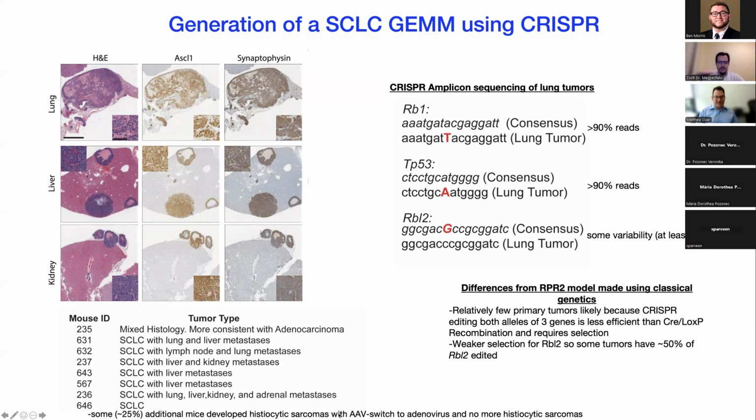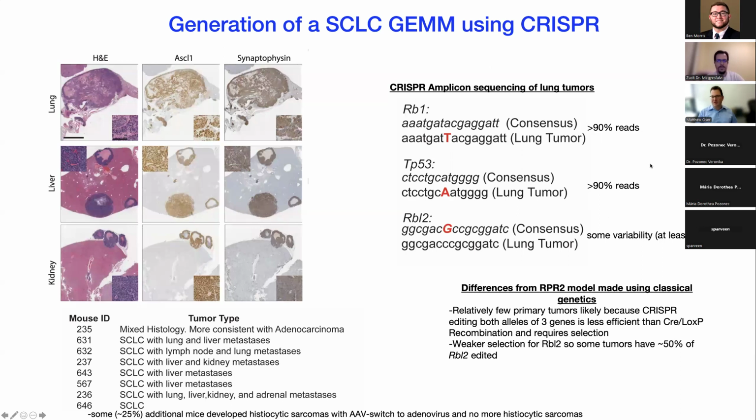In our second cohort, we appreciated with this AAV that we developed, some mice developed histiocytic sarcomas, which we think was an off-target effect of the broad tropism of the AAV. And so we switched to adenovirus. This was what was being used in the classical genetic models. And now the incidence was all small cell lung cancer, close to 90%.